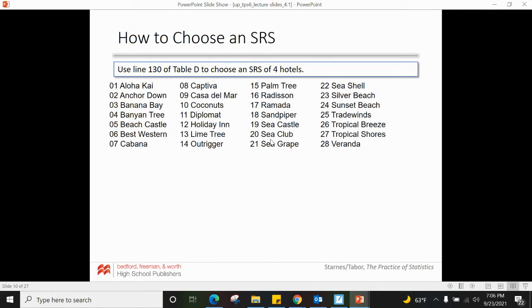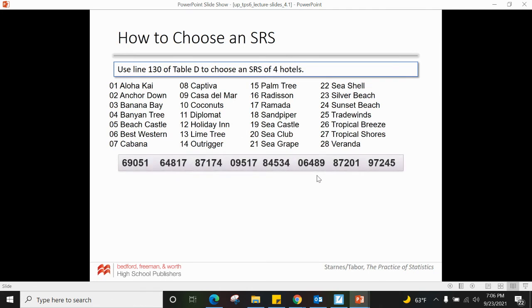So here is an example of how to do an SRS with Table D. So you have 28 individuals, 28 hotels, and you want to do an SRS of 4. So 28, they're all 2-digit numbers. So we have 01, 02, 03, so forth, 09, 10, and then so forth from there. Here is our list of random digits from Table D. We're going to start from left to right, and since our numbers are 2 digits, we are going to look for 2-digit numbers.